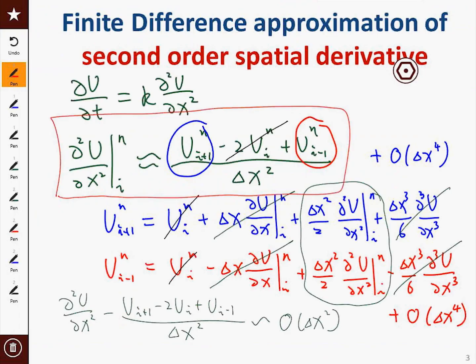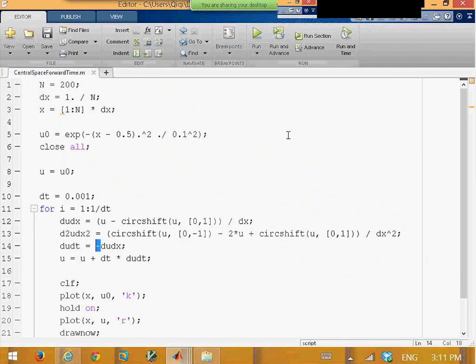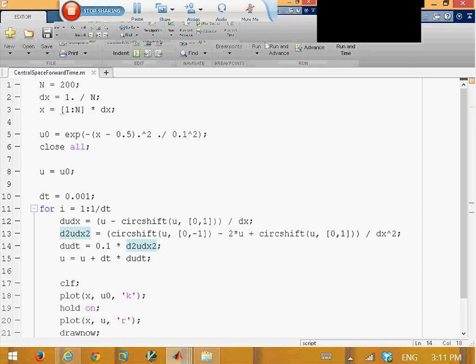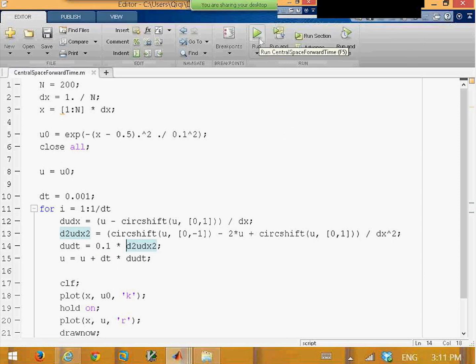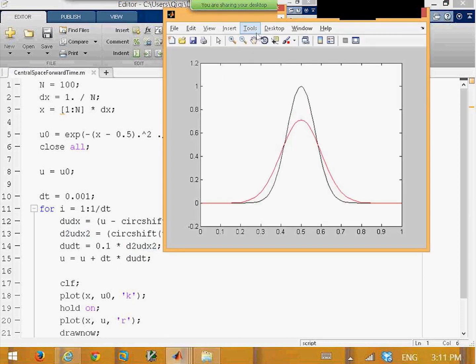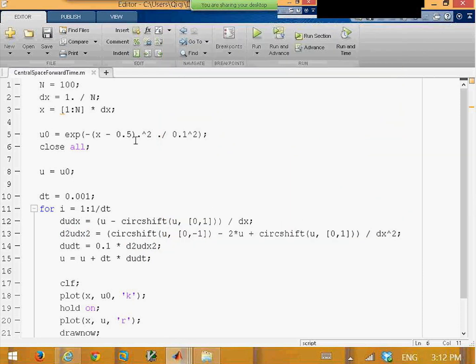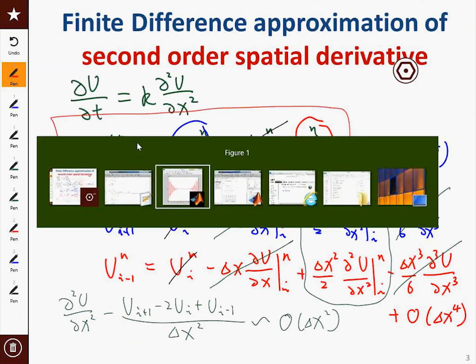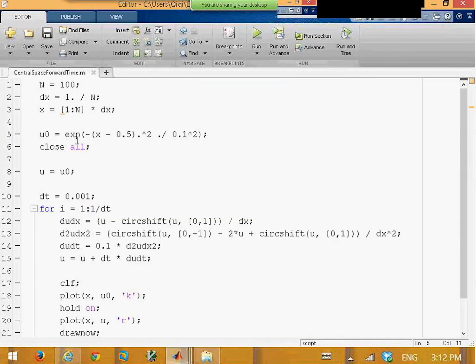If we want to solve the diffusion equation, du dt would, instead of minus du dx, be the positive of d squared u dx squared. And let's put a kappa here, 0.1, so that it diffuses slower. Let's look at how the numerical solution looks. Let's change back to 100. Oops, again it's the instability coming up. Let me make sure we have a small enough time step.